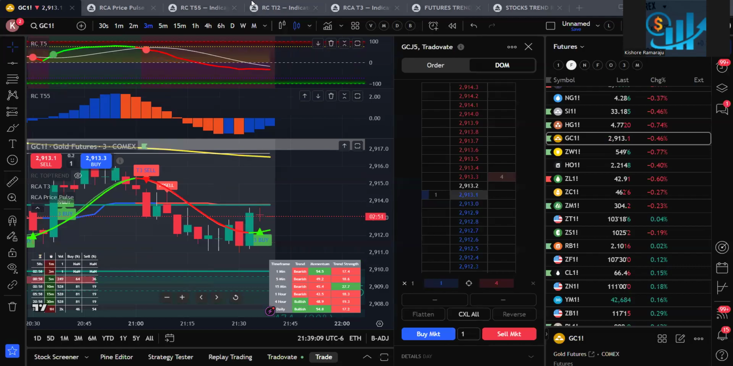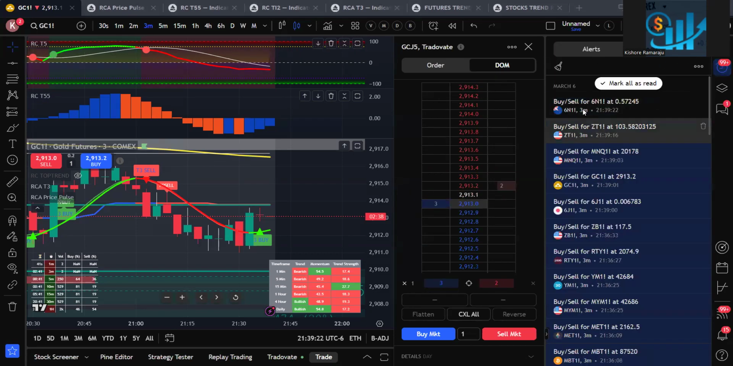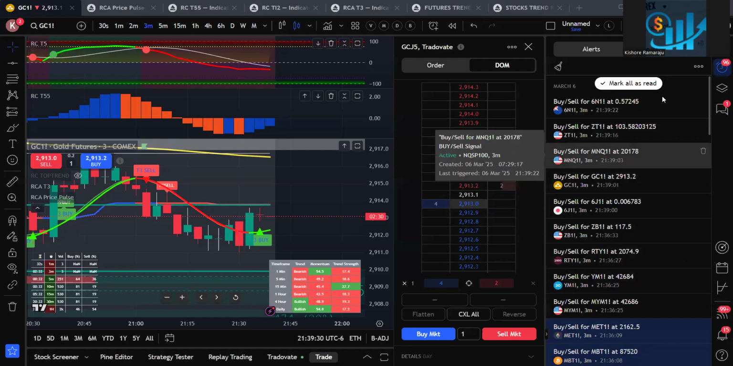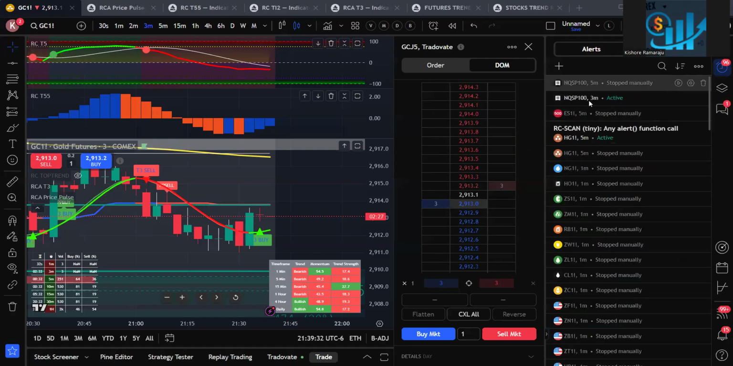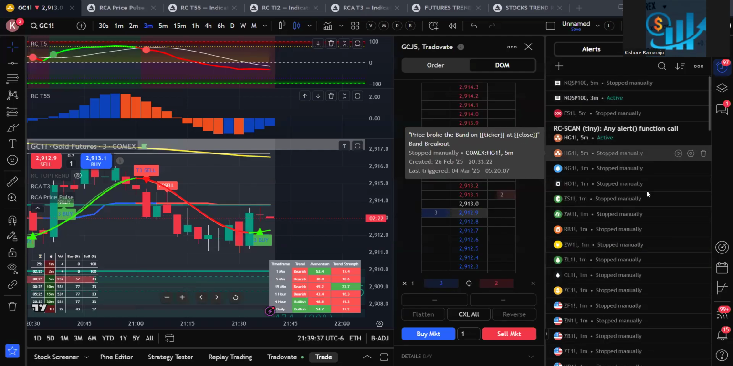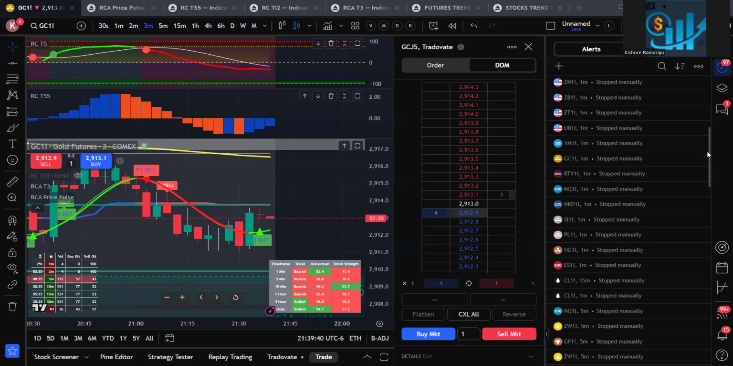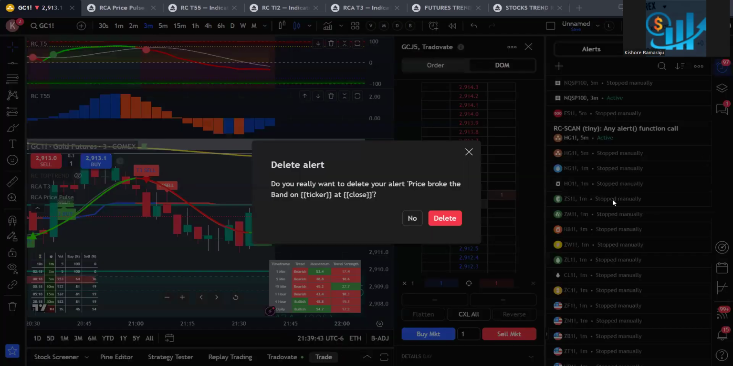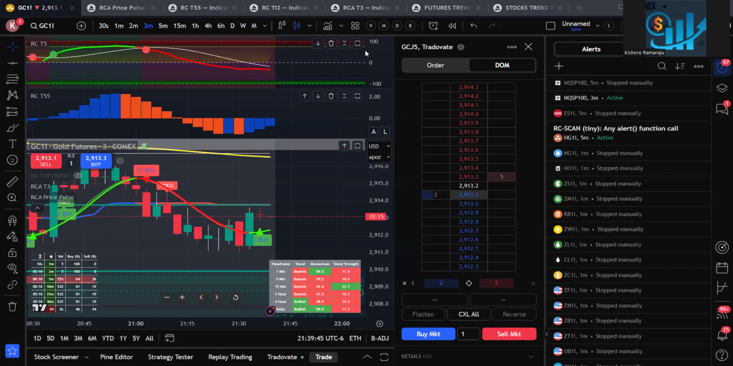Do you know how to delete the alerts? If you want to delete the alerts, you have to go here and you can delete. You can just click on delete, delete, delete. All the alerts will get deleted. You might have created alerts here. You can go and delete whichever you don't want. You can click on this, delete. That will delete the alert.